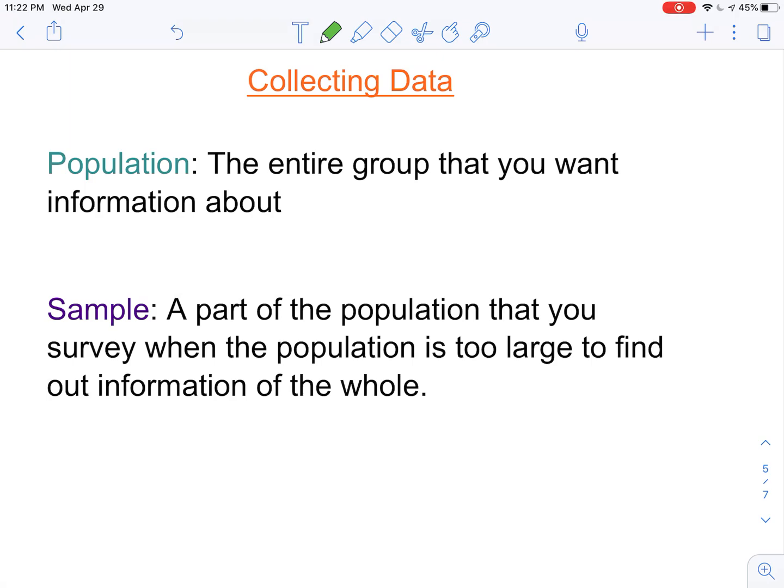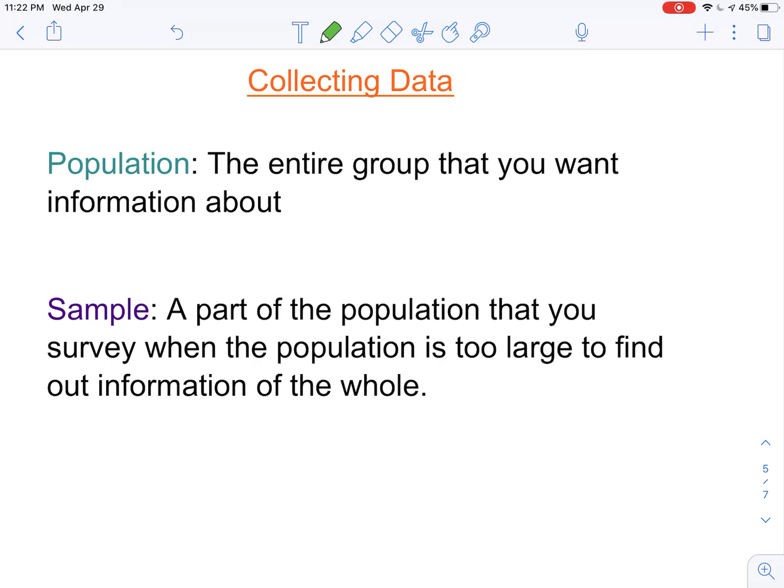So what we're doing is we're studying a population, which is the entire group that you want information about. Now, if you want to find out what America's favorite television show is, it would not be realistic to go to every door and ring the bell and ask every single person in every single house what their favorite television show is, right? It's not realistic to be able to do that.